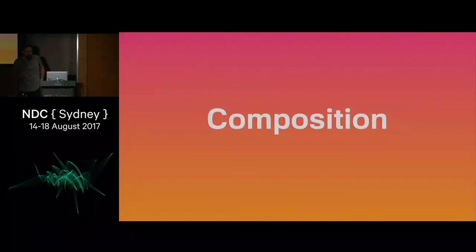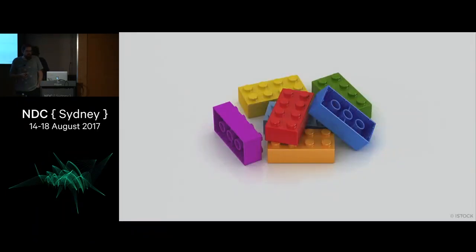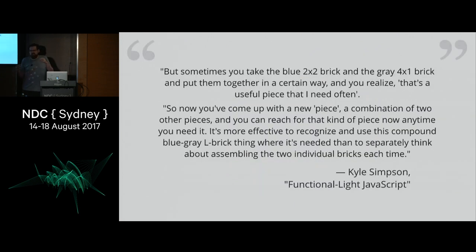So speaking of composition, let's talk about composition, or Lego bricks. Composition is like you've got a few different Lego bricks, and a particular combination is rather useful. So you stick them together in advance so you can then use it with other sets later. I'm going to pre-stick together a bunch of Lego bricks so I can use it to build bigger creations. You come up with a new piece, a combination of two other pieces, and you can reach for that kind of piece now anytime you need it.